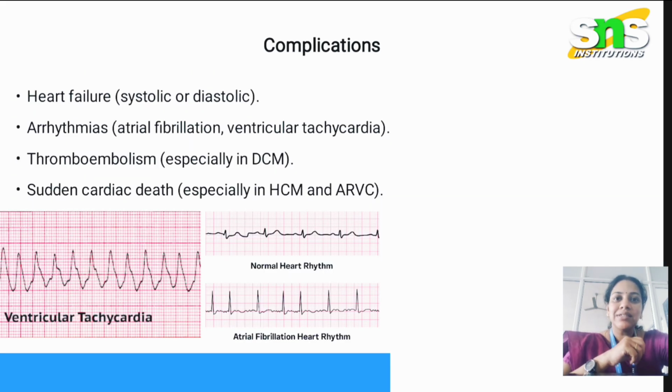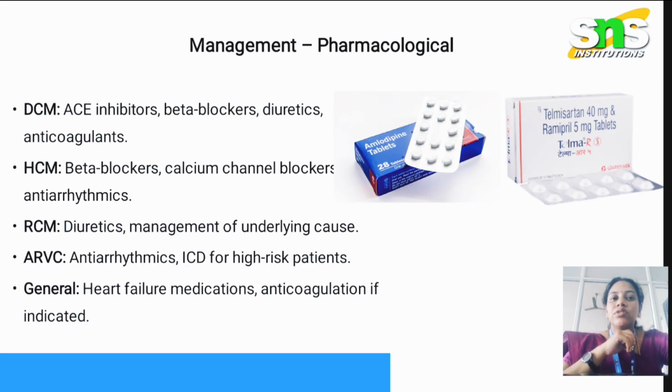So what are the complications that will occur? They can be heart failure, arrhythmias, thromboembolism and sudden cardiac death. You can see ventricular arrhythmias and atrial fibrillation noted here. So what is the management? You can have pharmacological management with the help of ACE inhibitors, beta blockers, calcium channel blockers, diuretics and anticoagulants. It will help the heart to pump out blood. It will also enhance the cardiac output. That is the major reason. And once there is stagnant blood in the ventricle, it may cause clotting. Thromboembolism is a major factor, so we give an anticoagulant.